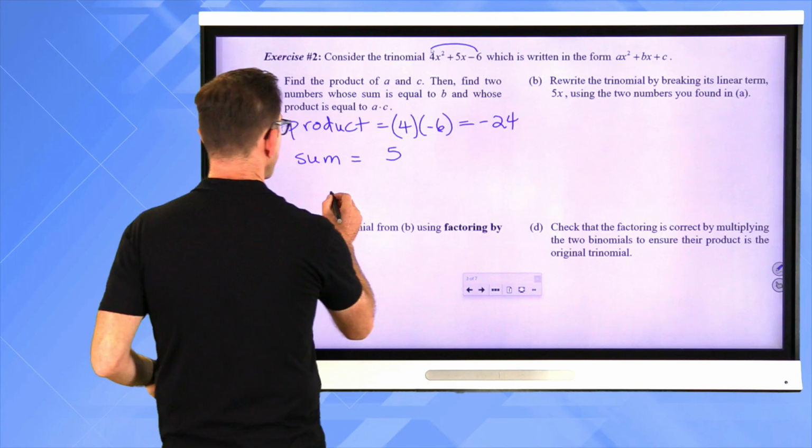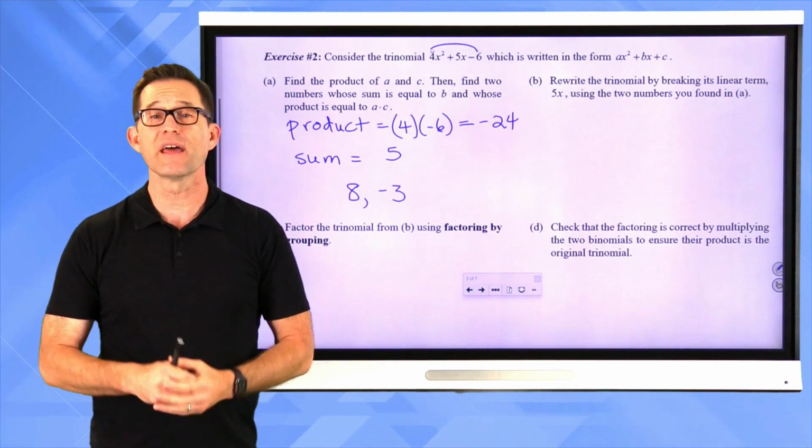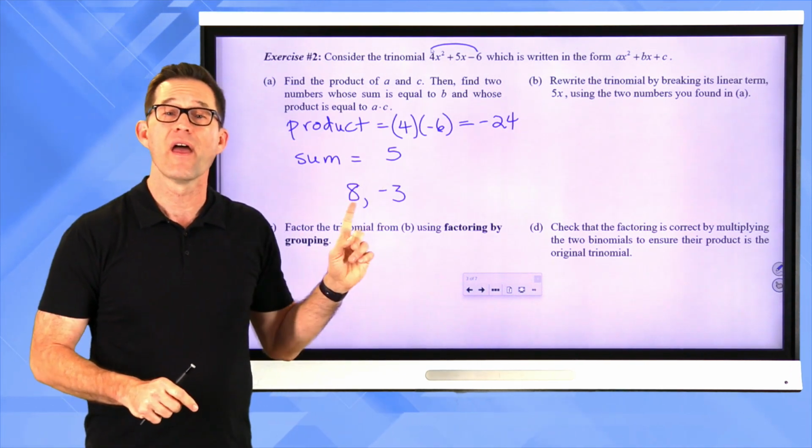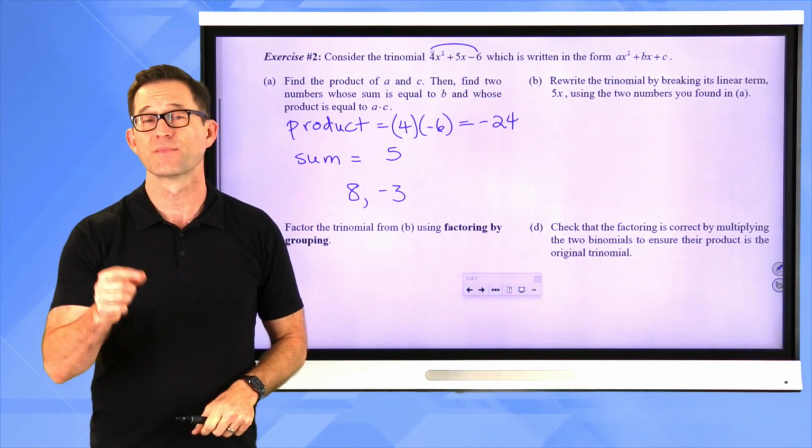Well, those two numbers happen to be 8 and -3, right? So 8 plus negative 3 is positive 5, and 8 times negative 3 is negative 24. All right, let's keep going.